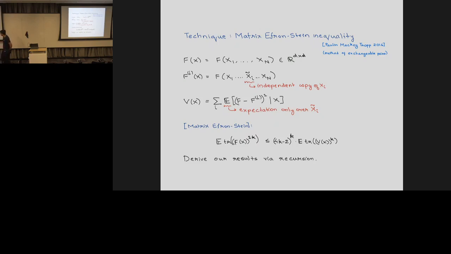For matrices, the version I'll use in the talk is that if you are interested in understanding the trace of f to the 2k, you can look at some kind of proxy for the variance, which is this influence version. This is still a random matrix, it's a function of x. All I'm saying is that if I keep x fixed, resample the ith input to the function, what is the expectation of the square conditioned on x? So the expectation is only over the bit I resampled.